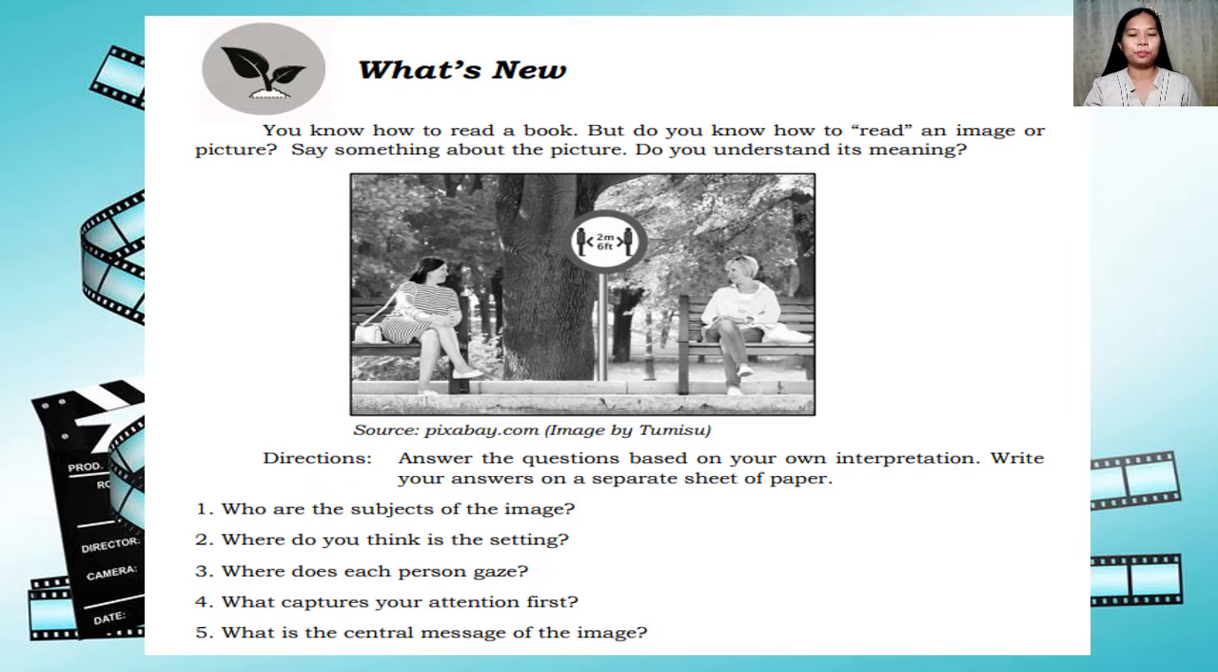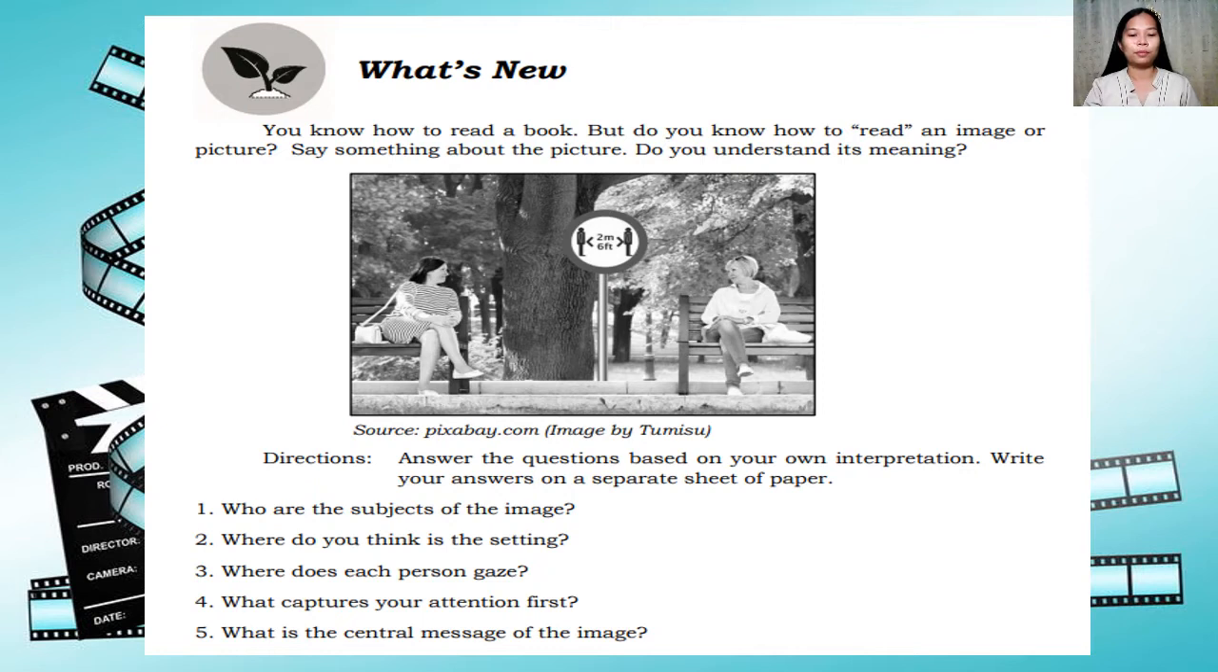Number 2, where do you think is the setting? Where are they? Where are the subjects? Okay. Number 3, where does each person gaze? So I hope you still remember what gaze means.